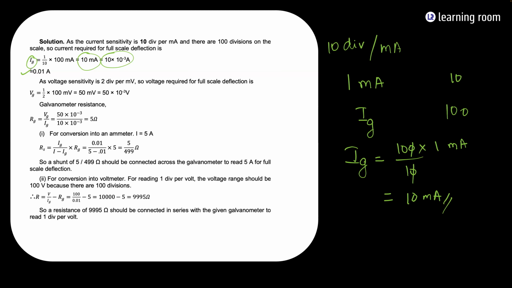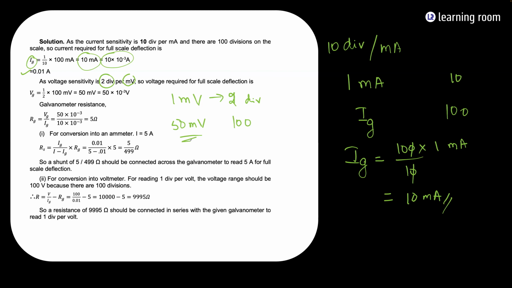Similarly, let's check the voltage sensitivity. What are they saying for voltage sensitivity? 2 divisions per millivolt. So for 1 millivolt, I am able to push the pointer to 2 divisions. Right? Now I need to understand how much voltage I'm supposed to supply to make it move to the 100th division. So 100th division, what should happen? How many times? 2 is 100. 50 times, no. So this should go to 50 millivolt.